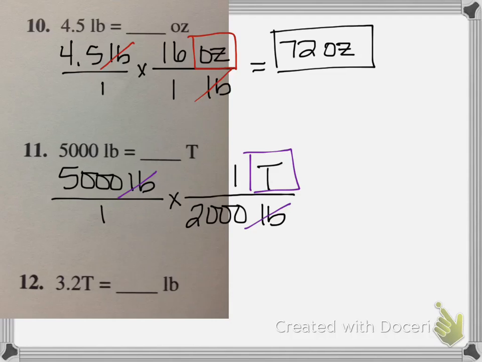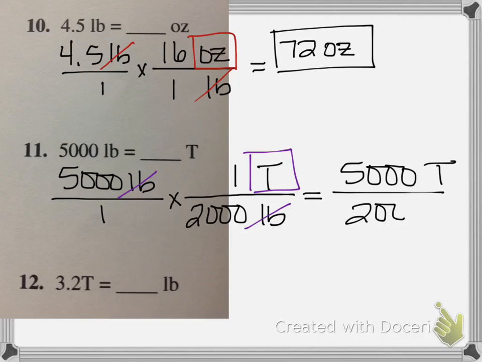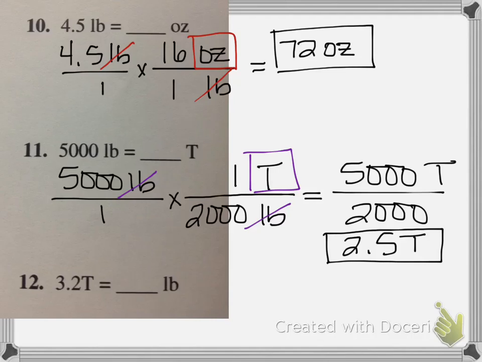So now when I multiply straight across, I get 5,000. I have my unit of tons over 2,000, and when I divide 5,000 by 2,000, I get 2.5 tons. And that would be my final answer. So there are 2.5 tons in 5,000 pounds.